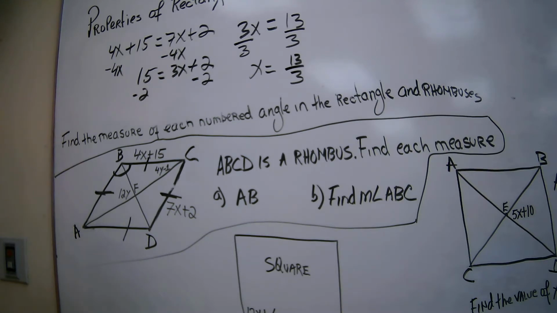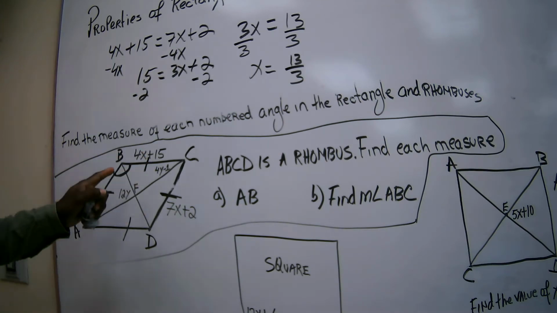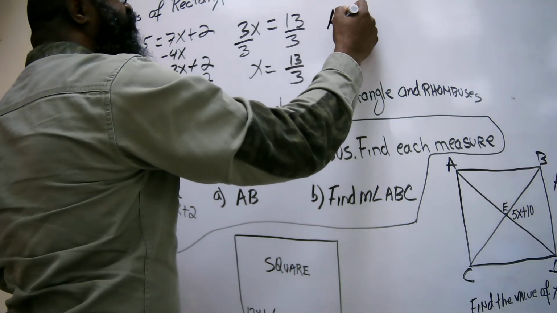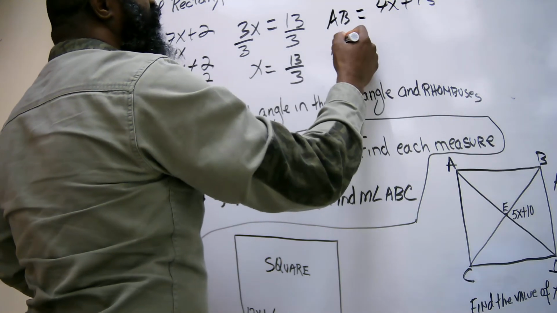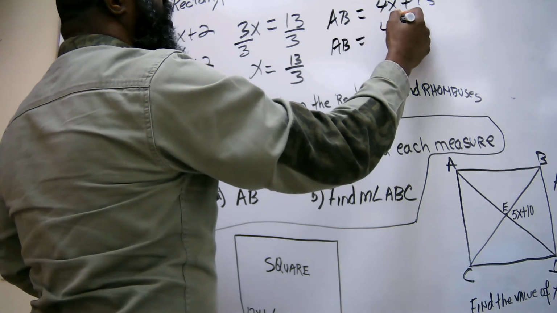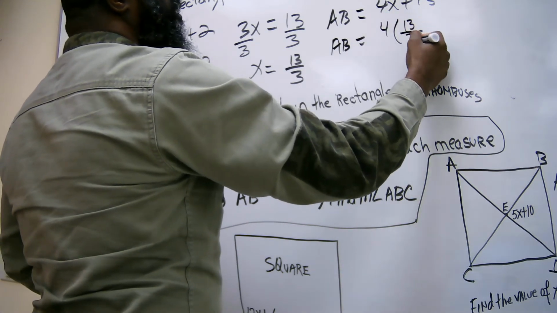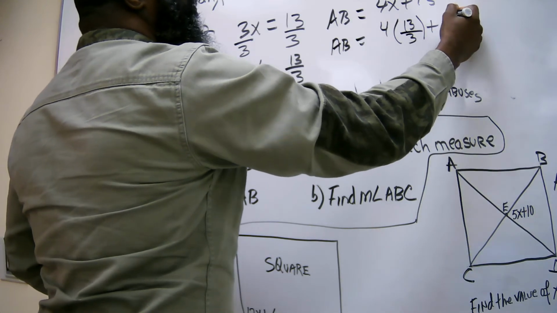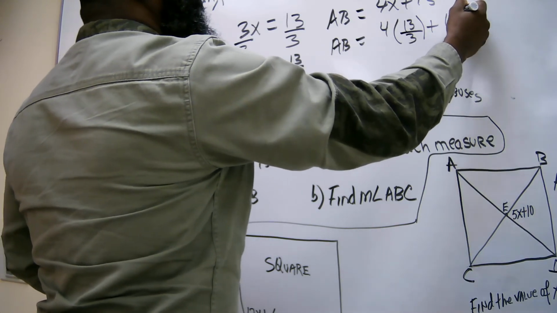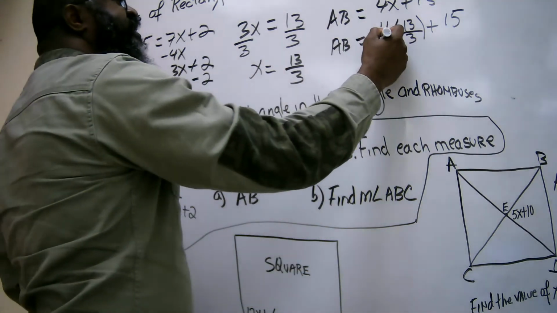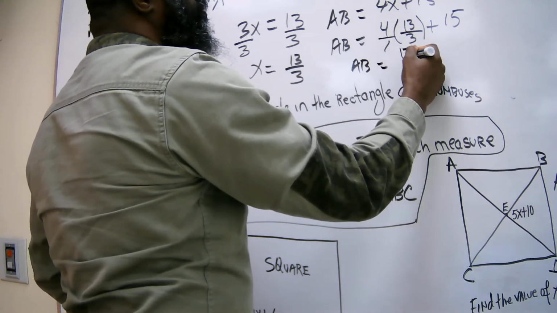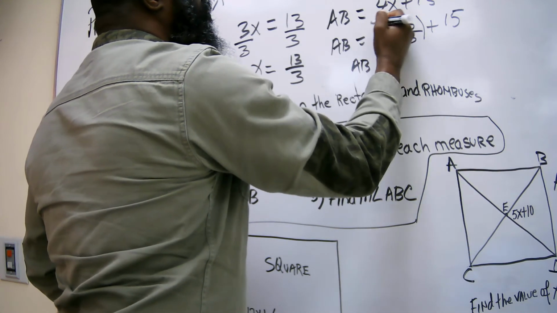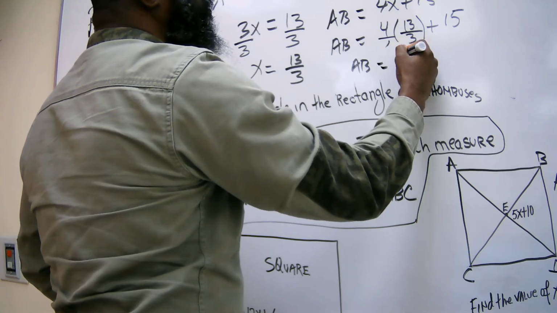Since they're asking you to find AB, you're going to replace x in one of those expressions. So AB is the same thing as 4x plus 15. Therefore, you'll have AB equal to 4 times 13 over 3 plus 15. Alright, put 1 over that. Then you'll have AB is equal to 52 over 3, 4 times 13 is 52.